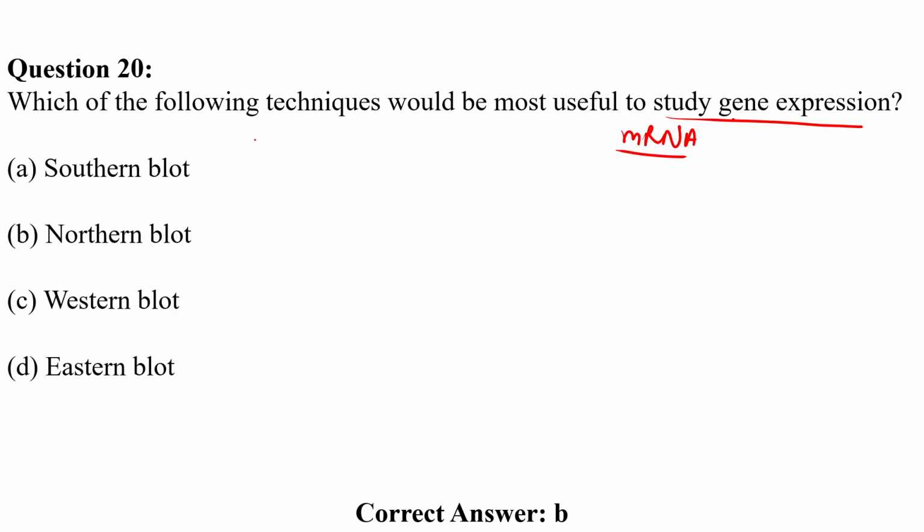Southern blotting is done to identify whether a particular gene is present or not in the genomic DNA. Western blotting is done to identify whether a particular protein is present or not in the sample. And eastern blotting is actually done for identifying carbohydrates and lipid molecules. So lipoproteins or glycoproteins are generally analyzed by using eastern blotting. So northern blotting is the technique that would be most useful to study gene expression.